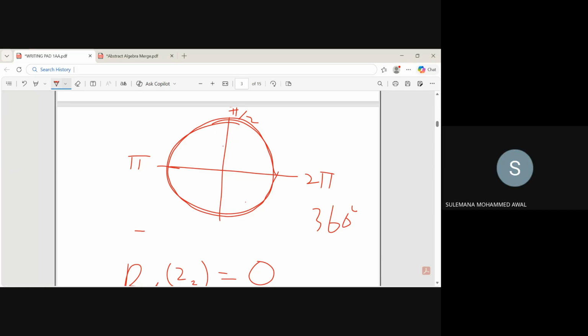Okay. Now, I want somebody to point this one for me. What is sine 60?